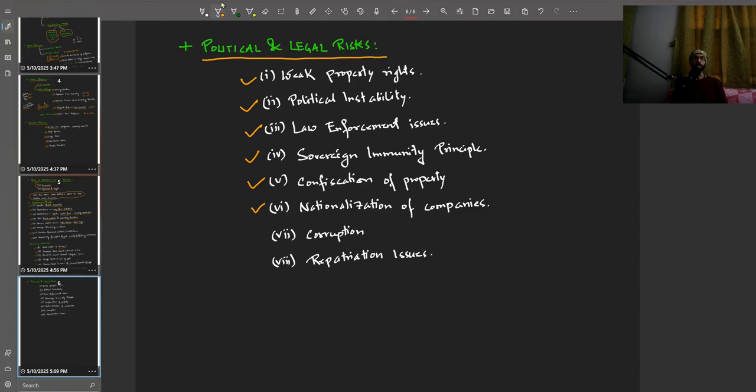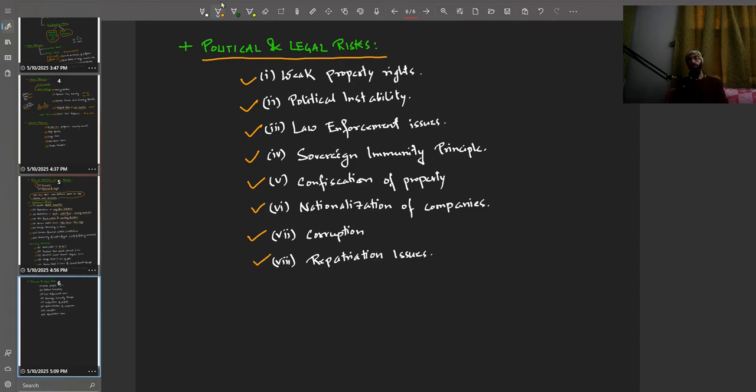Nationalization of companies. Too much nationalization is a point of concern which should be taken into account. Corruption at different levels of politics, levels of administration, levels of bureaucracy, levels of business. All these things have to be taken into consideration.